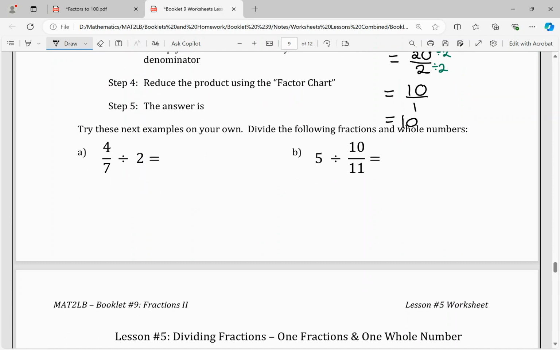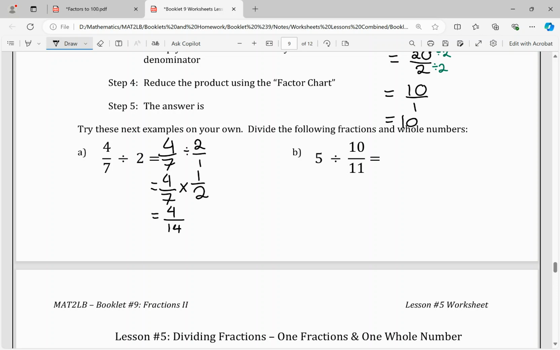Example A, 4 over 7 divided by 2 is like 4 over 7 divided by 2 over 1. Now we are going to turn this into a multiplication. So that's like 4 over 7 times 1 over 2. Now that we're multiplying two fractions, we can multiply the numerators. 4 times 1 is 4, and multiply the denominators. 7 times 2 is 14.